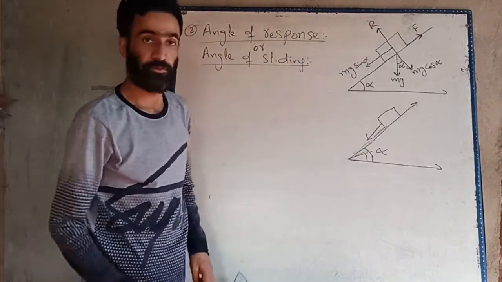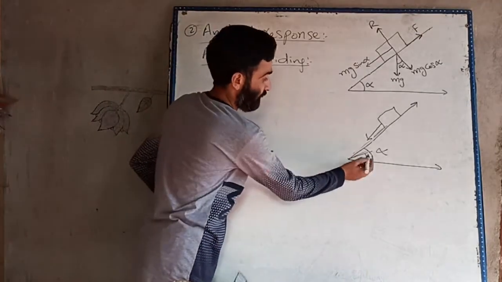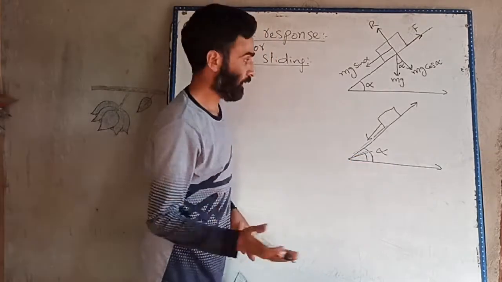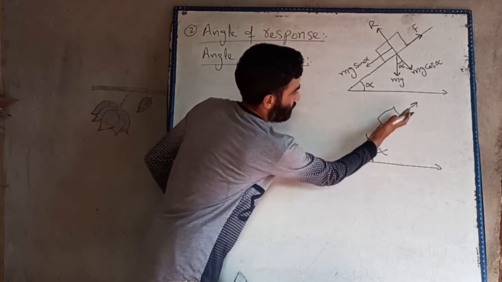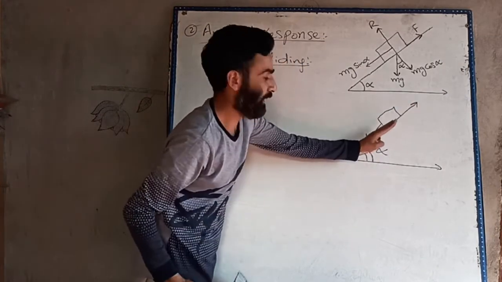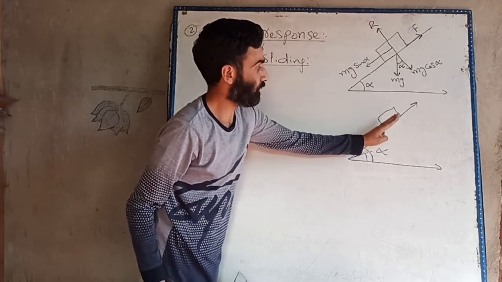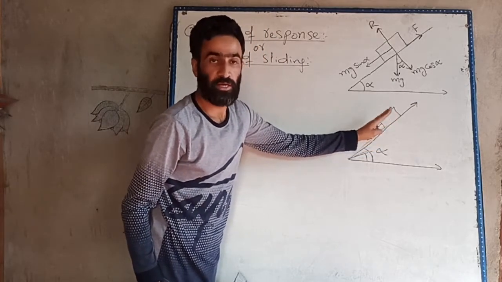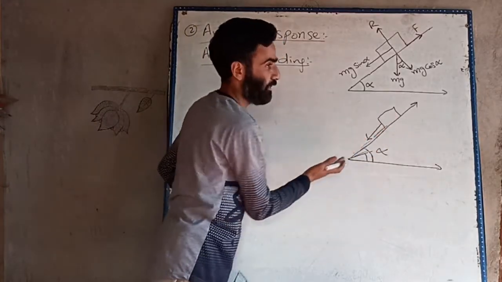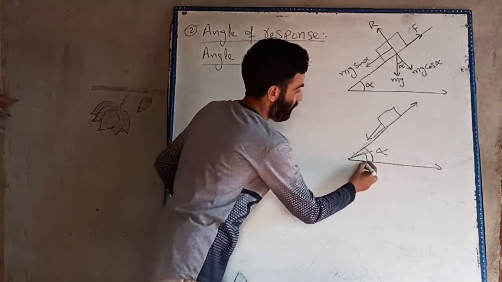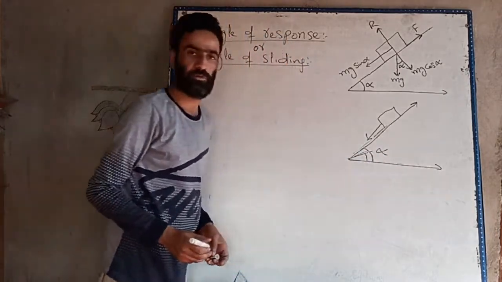Let me repeat it. What is the angle of repose? It is that angle at which the body on this inclined plane just starts to slide down. At that time, the angle between this plane on which the body slides down and the horizontal is called the angle of repose.